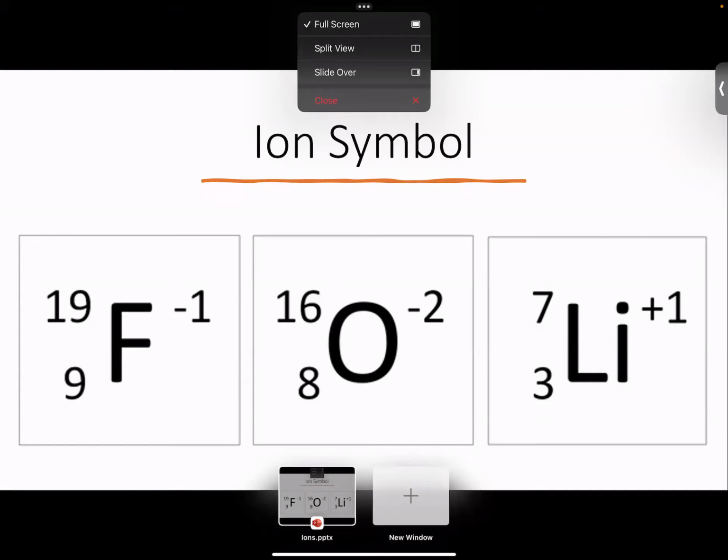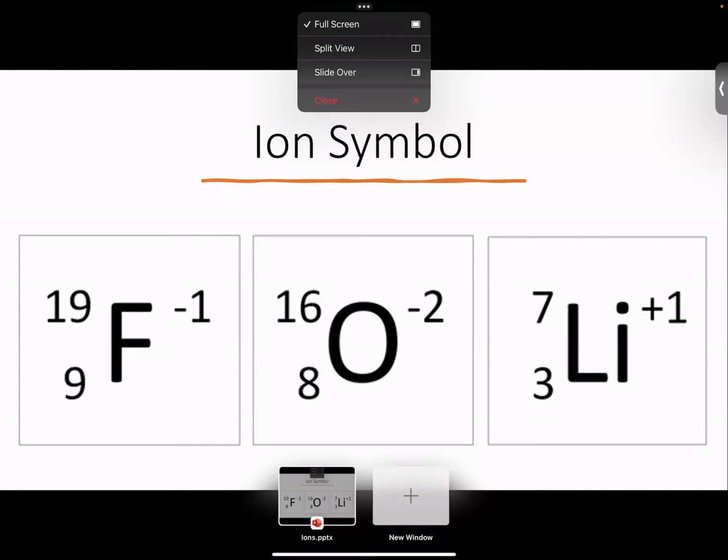This information gives us a lot of details about fluorine, because if the atomic number is 9, it means it has 9 protons. The 19 is the mass number, which is the protons plus the neutrons. So if we subtract out the protons, we are left with 10 neutrons. This negative 1 tells us that we have 1 additional electron. And so we would have 10 electrons.